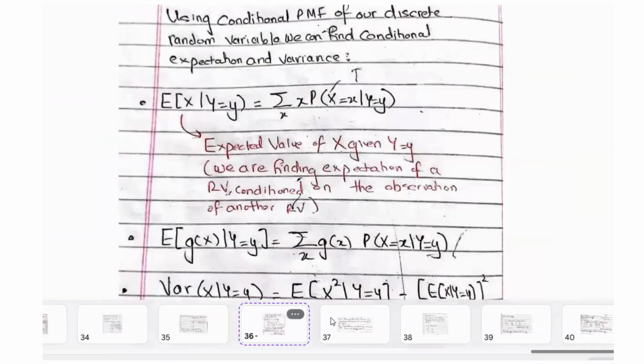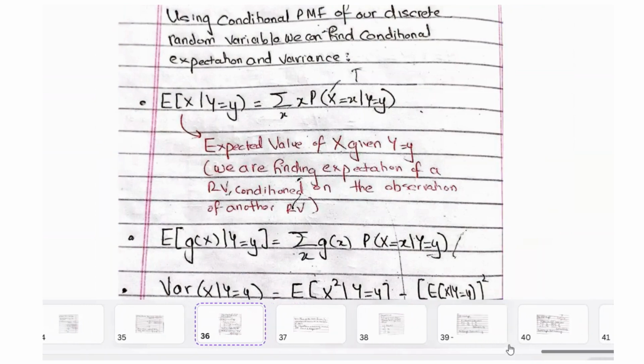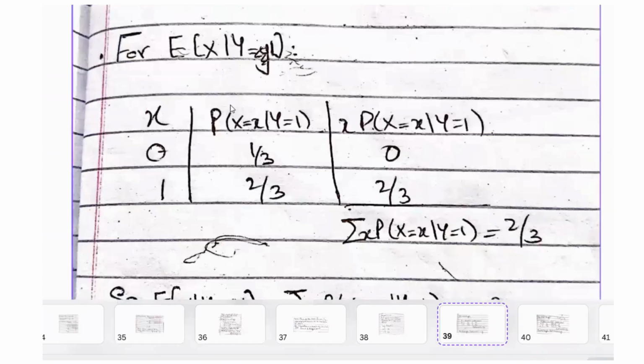So if we go back to the formulas that we learned, we want to find the expected value of x given y is equal to 1. So the observation which we're conditioning on is small y is 1. So this will just be the summation over all x of x times the probability x is equal to x given y is equal to 1. How will we go about finding it? We'll make an additional column of x times probability x is x given y is 1. So this will be 0 into 1 by 3, which is 0, and 1 into 2 by 3, which is 2 by 3. Then we just sum this up and this turns out to be 2 by 3.